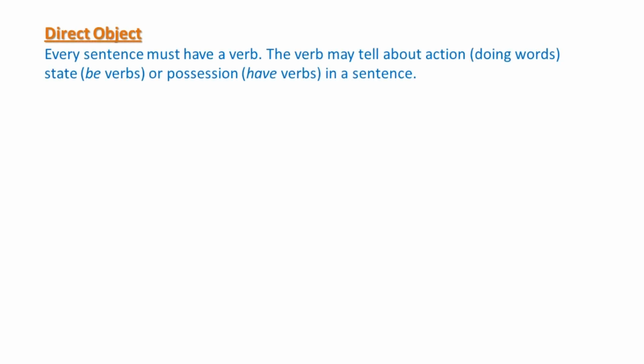A verb can have two types of objects, direct object and indirect object. First of all, let us try to understand what is meant by direct object. Every sentence must have a verb. The verb may tell about action, that is doing words, state, which are be verbs, or possession, have verbs in a sentence.